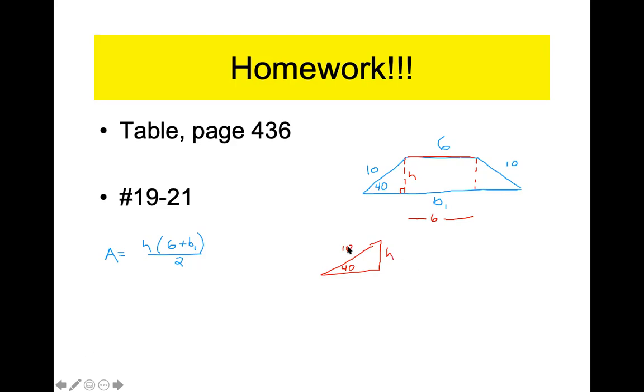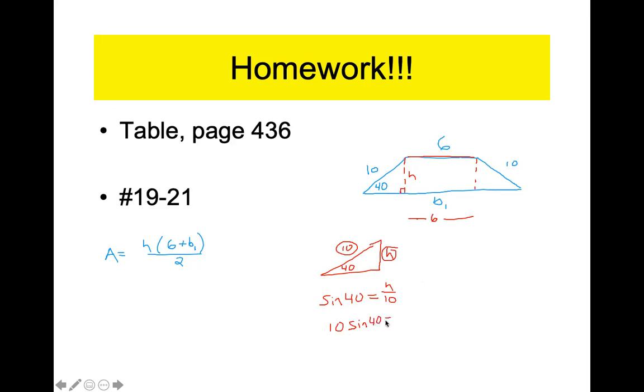So let's see. This side is the hypotenuse, and this side in relationship to 40 is the opposite side. So what trig function uses the opposite and the hypotenuse? The sine. There you go. So sine of 40 would be equal to the opposite, which is h, over the hypotenuse, which is 10. A little bit of algebra here. Multiply both sides by 10. So we get 10 sine 40 is equal to h.